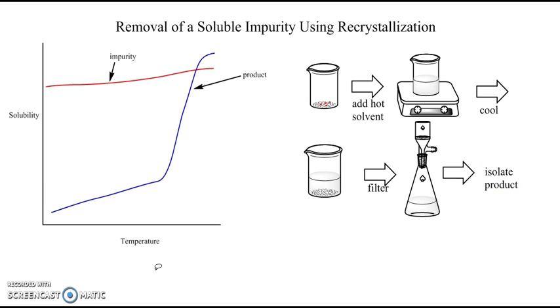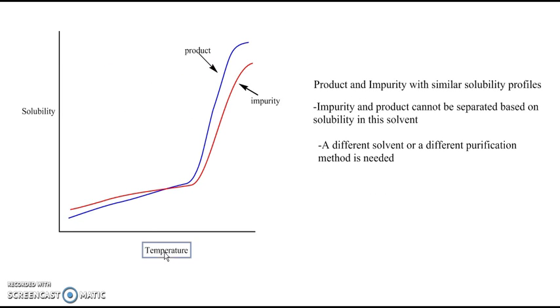One last thing I want to point out to you about this recrystallization process is it really depends on differences in solubility between the product and the impurity. So in a case where the solubility profile looks like this, where the product and the impurity have similar solubility profiles in your solvent, you can't use this solvent for recrystallization. You either need to find a different solvent or use a different purification method.